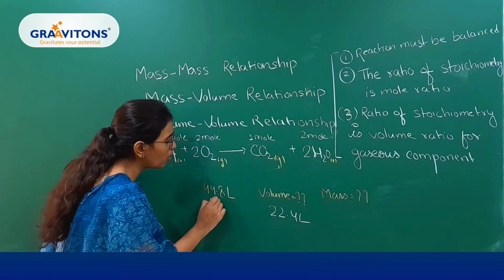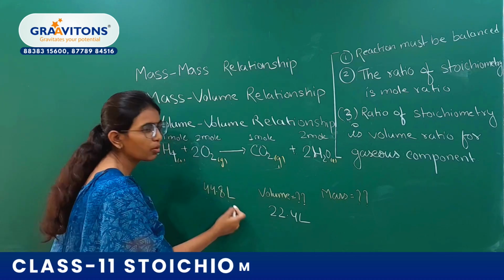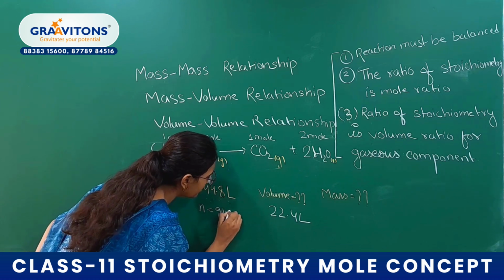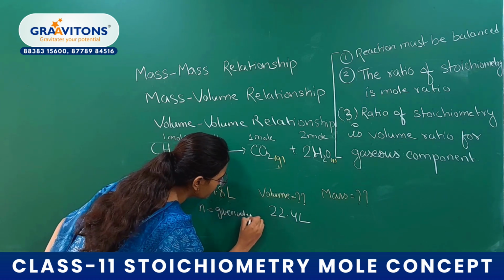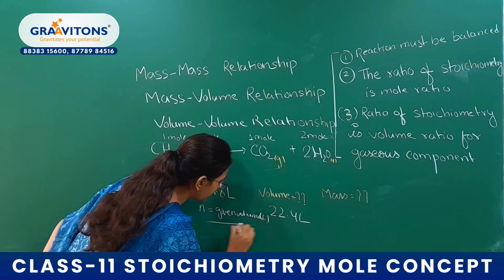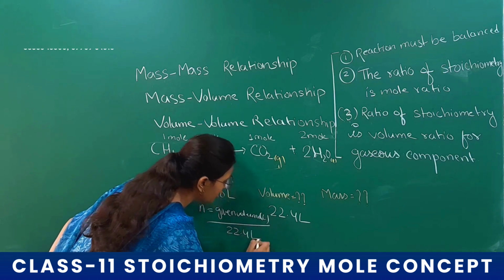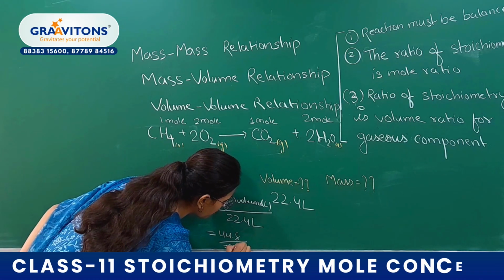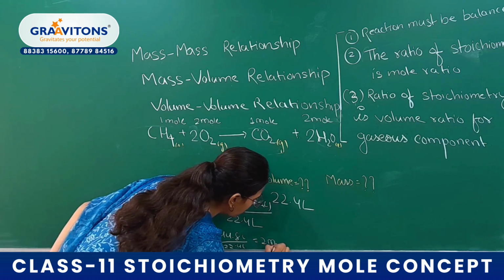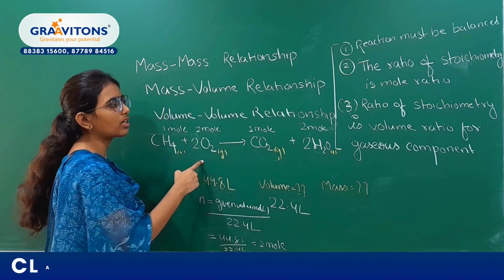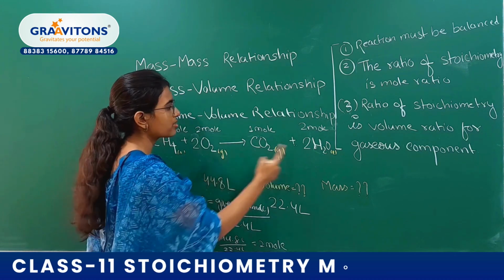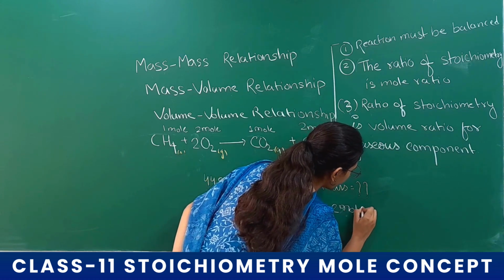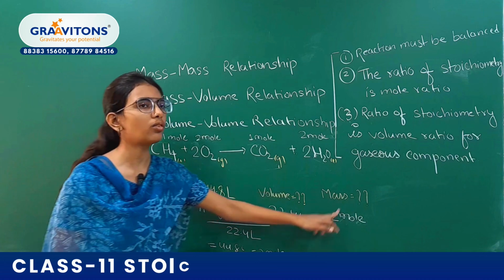What is the mole of O2 in the presence of 44.8 liters? The mole formula is given volume in liters divided by 22.4 liters. So the given volume is 44.8, and if we divide by 22.4, we get 2 moles. So definitely 2 moles of oxygen will produce 2 moles of water, because their stoichiometry ratio is the same. So we will get 2 moles of water. Now we just have to calculate the mass of water in 2 moles.